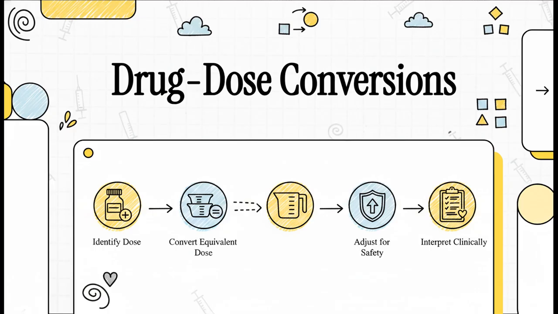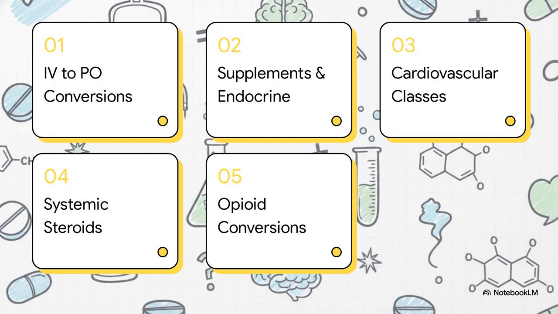Today, we're going to review the drug dose conversions that constantly pop up in NAPLEX-style pharmacy calculations. We'll focus on exactly how to identify the current dose, convert it to the equivalent dose, adjust it when needed for safety, and critically interpret the final regimen. Here is our roadmap for today's explainer. We're going to cover 5 key areas: essential IV to PO conversions, supplements and endocrine, cardiovascular classes, systemic steroids, and finally, mastering opioid conversions. Let's build your framework.